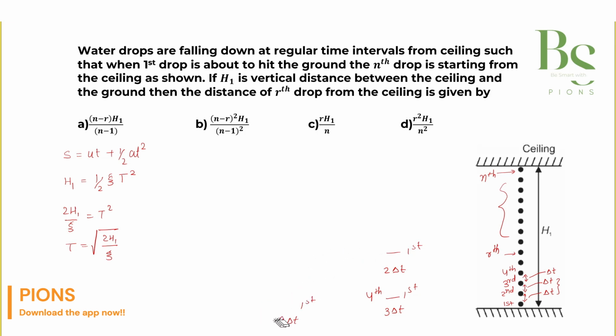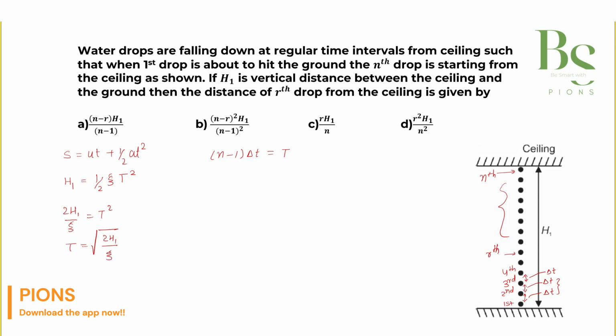So we can make a relation that the time interval between the nth drop and the first drop, how much it will be? It will be n minus 1 into delta t, correct? So the time interval between the first one and the last one must be n minus 1 into delta t, correct? This is the time between first and the last drop, and this is nothing but our total time T, because that is the total time, delta t plus delta t plus delta t till our nth drop is falling, that is our total time, correct?